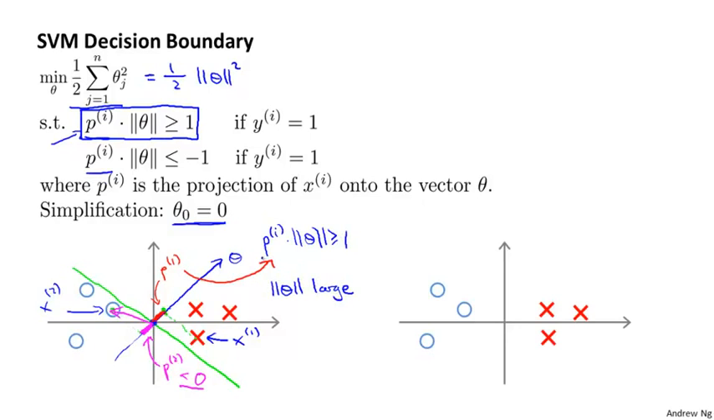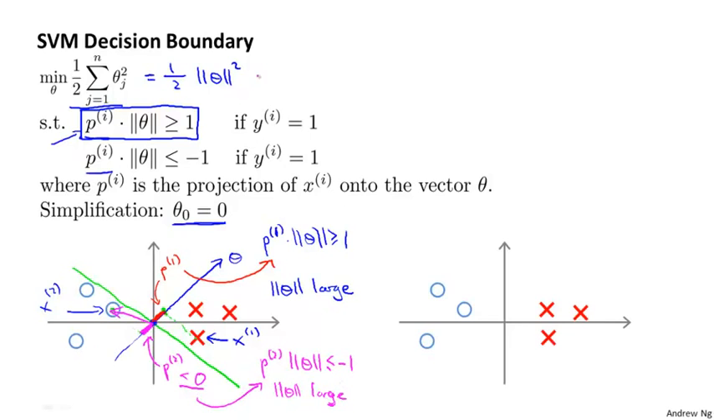Because if P1 is small and we want P1 times the norm of theta to be bigger than or equal to 1, well, the only way for the product of these two numbers to be large, if P1 is small, is if we set the norm of theta to be large. And similarly, for our negative example, we need P2 times the norm of theta to be less than or equal to minus 1. And we saw in this example that P2 is going to be a pretty small negative number. And so the only way for that to happen as well is for the norm of theta to be large.